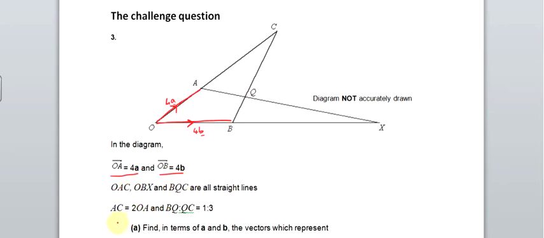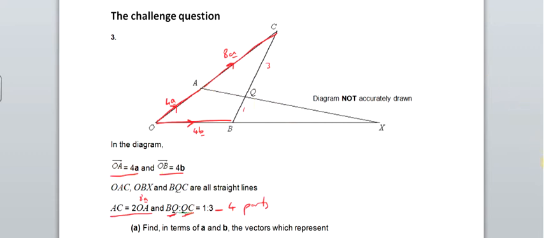Lots of straight lines. AC is equal to 2OA. So that means it's double OA. And we know what OA is, it's 4A. So AC must be 8A. So that's this bit here, A to C, and that's 8A. And finally, QB to QC is 1 to 3. So that's 4 parts. And the first bit, B to Q, is 1 bit long, and the second bit is 3 bits long.